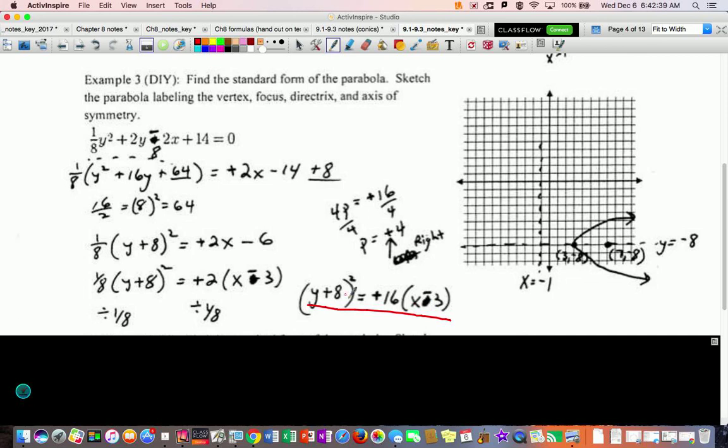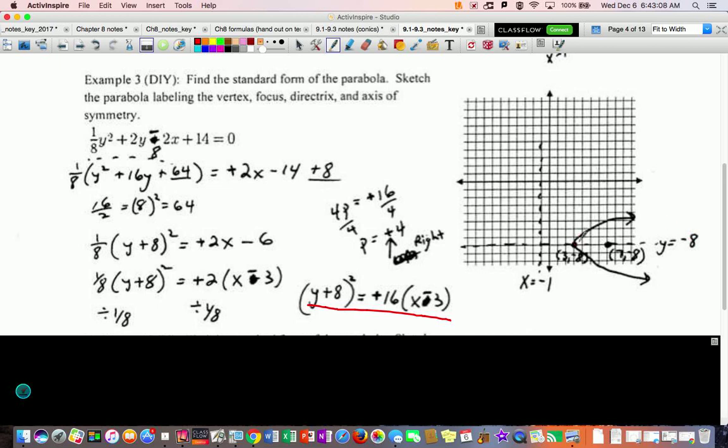3, negative 8 is your vertex. I'm going to take the 16 off to the side and say 4p equals 16. So p is positive 4. So that means my parabola is going to the right. So I can draw a parabola going to the right. I can do my axis of symmetry right through the vertex. That'll be at y equals negative 8.